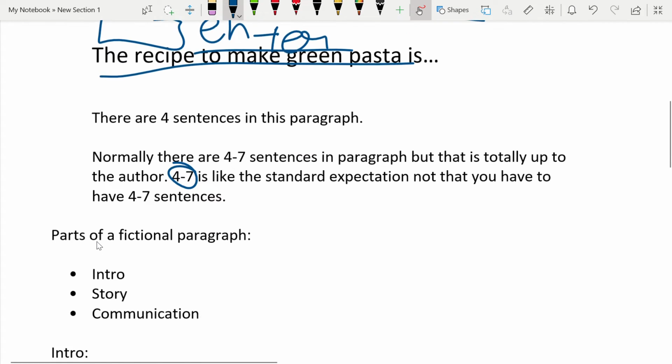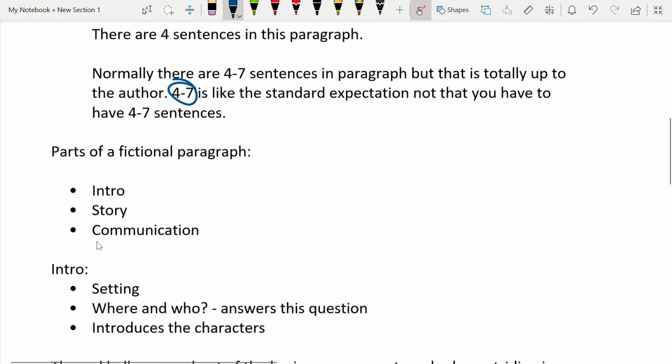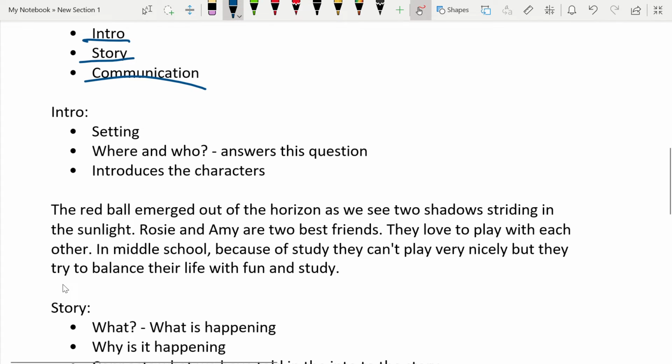Now, parts of a fictional paragraph. You've got intro, story, and communication. What is in the intro? This tells the setting, where and who. This answers the question and introduces the characters. So, where meaning where the setting is, what is it? That's not what is going to happen, but where, and who the characters are.